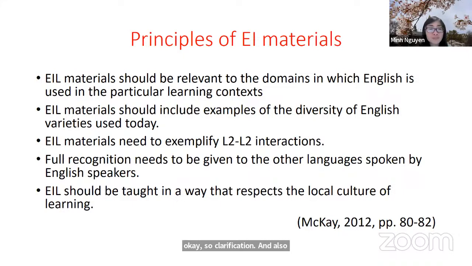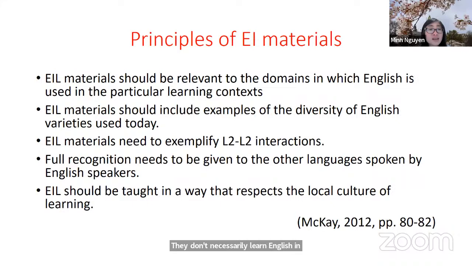The fourth principle is that full recognition needs to be given to the other languages spoken by English speakers. This means that we need to recognize that our learners of English are not failed copies of native speakers. Many of them learn English for designated purposes. For example, they learn English in order to complete their school requirements, or to study further, for example undertaking studies in an English-speaking country, or for business, professional, or occupational purposes. They don't necessarily learn English in order to sound like a native speaker.